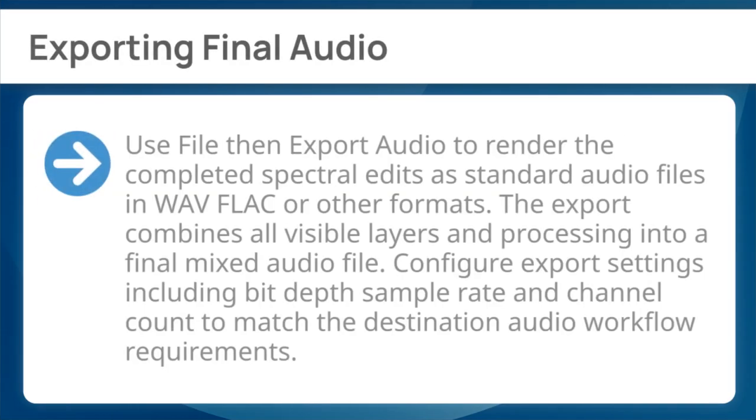Finally, exporting final audio. Use File, then Export Audio to render the completed spectral edits as standard audio files in WAV, FLAC, or other formats. The export combines all visible layers and processing into a final mixed audio file. Configure export settings including bit depth, sample rate, and channel count to match the destination audio workflow requirements.